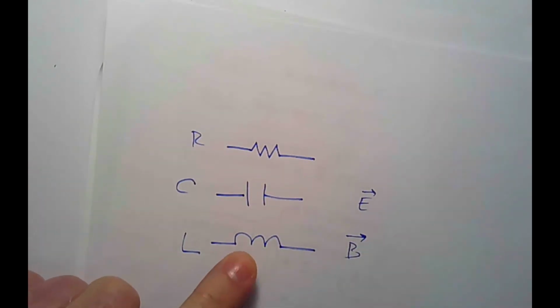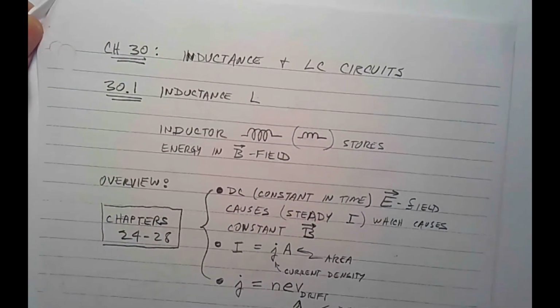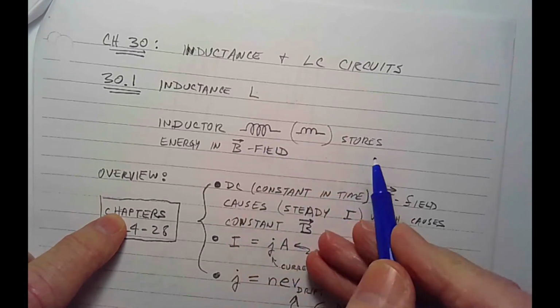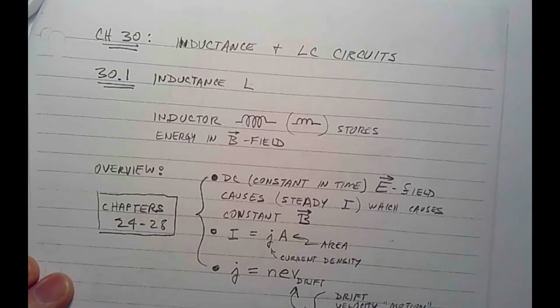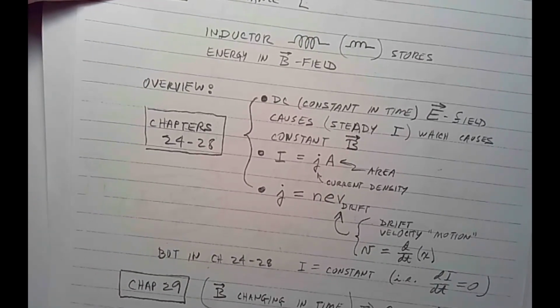So here's this third component now. Here's the symbol for an inductor, sometimes that, and it stores energy in the B field, as I said. But let's give you an overview before we get into the guts of this thing.